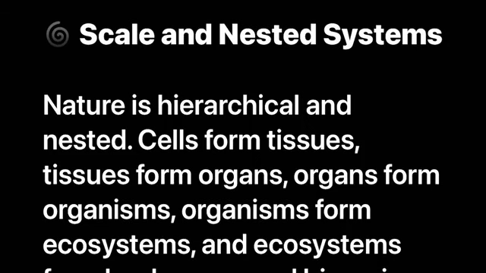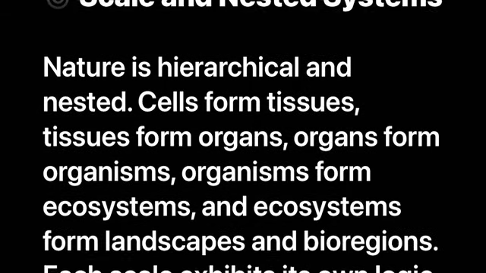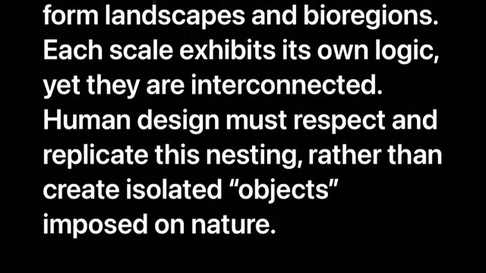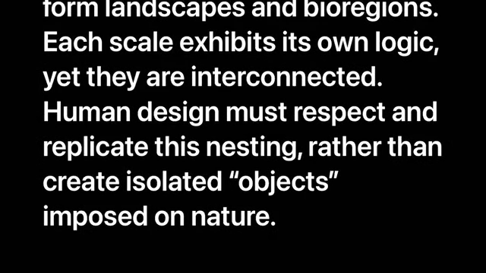Scale and nested systems. Nature is hierarchical and nested. Cells form tissues, tissues form organs, organs form organisms, organisms form ecosystems, and ecosystems form landscapes and bioregions. Each scale exhibits its own logic, yet they are interconnected. Human design must respect and replicate this nesting, rather than create isolated objects imposed on nature.